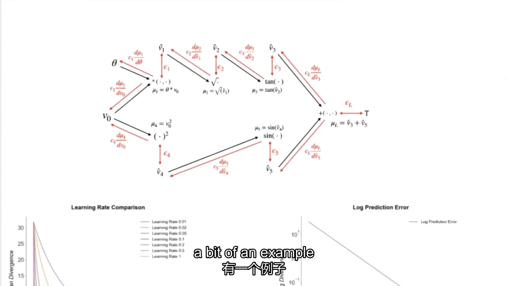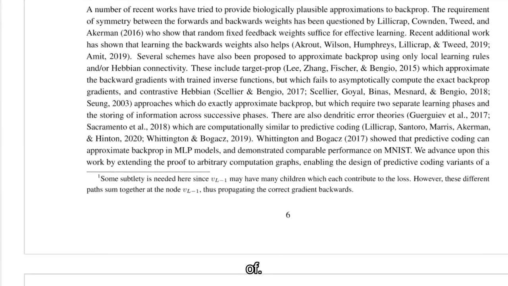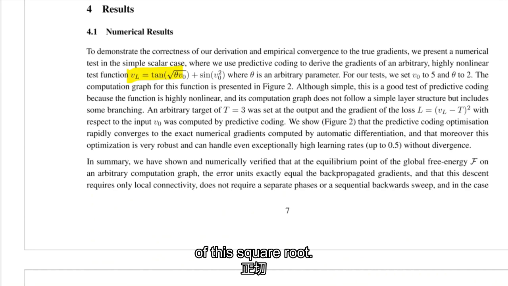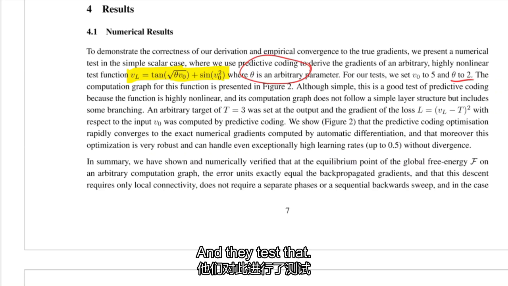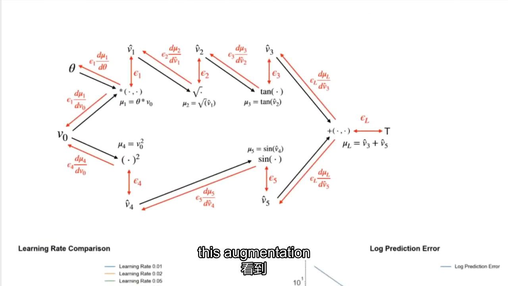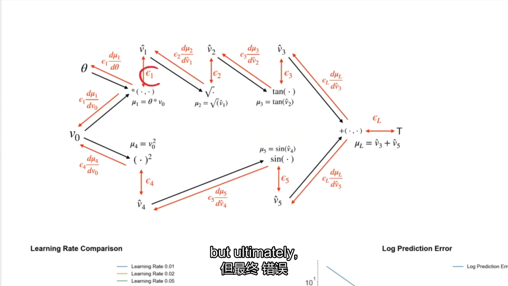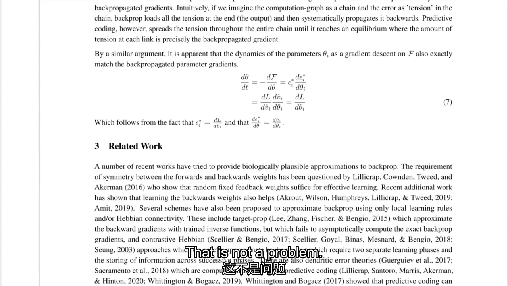So they have a bit of an example right here where they have this function. It's a pretty simple function, this function right here. The output is the tan of this square root, and there's parameters in there, right? So this is an arbitrary parameter that you might want to learn, and then you give some data sets. So this is equal to 2, but I guess the network doesn't know that. I don't know. So you have to learn it, and they test that. And you can see this augmentation by error graphs makes the computational graph quite a bit more complex. So you have all these error graphs right here, but ultimately you could automate this. That is not a problem.